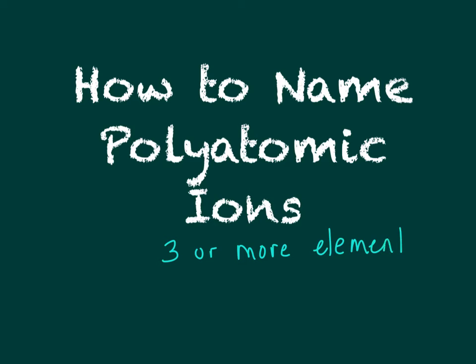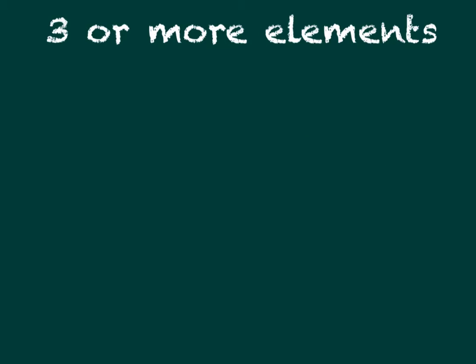Some examples of polyatomic ions are NO3 with a -1 charge, or NH4 with a +1 charge. So both of these are examples of polyatomic ions. We know they're polyatomic because they're made up of more than one atom. So our compounds with polyatomic ions have 3 or more elements.